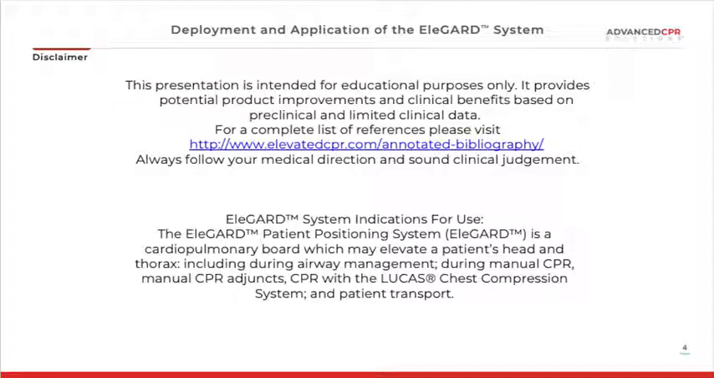These videos should not be your only source of information to gain proficiency with the ELIGARD system. You should review the instructions for use and participate in initial and ongoing skills training. You should also be familiar with your agency's specific equipment and protocols. And note that any benefits or clinical improvements discussed here are based on preclinical and limited clinical data.